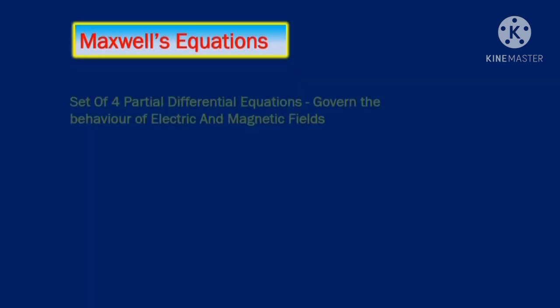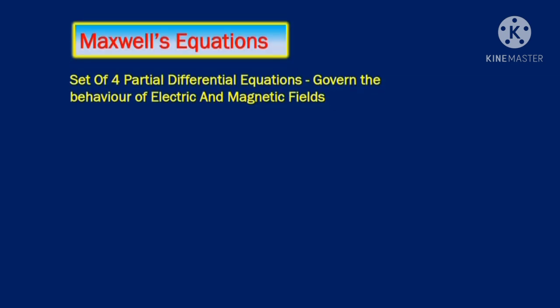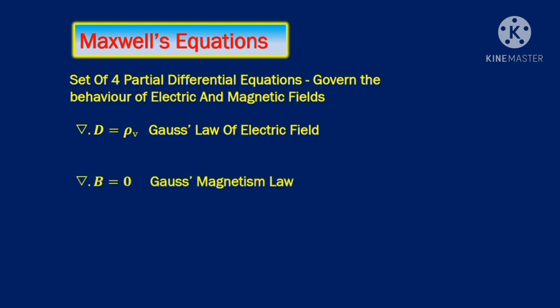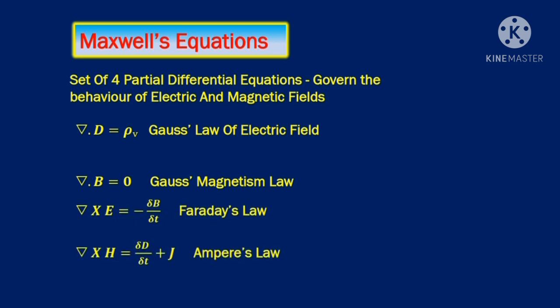Friends, this is a set of 4 coupled partial differential equations that describe how electric and magnetic fields are generated and altered. So the first law is Gauss's law of electric field. The second law is Gauss's law of magnetism. The third law is Faraday's law of induction, while the fourth law is Ampere's law. So this triangle symbol that you see is the del operator that is used for divergence and curl vector operations.